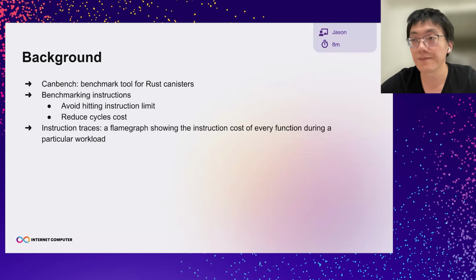Finally, what are the instruction traces? Well, when you use CanBench without tracing, it mostly gives you one number, that is the number of instructions used by the entire workload, which might involve calling multiple functions, which in turn call other functions. But the instruction traces show basically a flame graph for the instruction cost for every function called during this workload. Next slide, please.